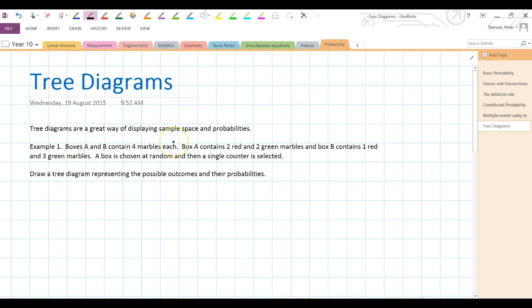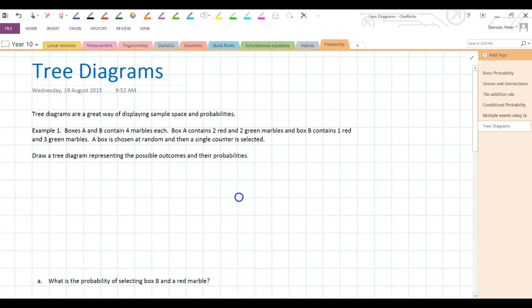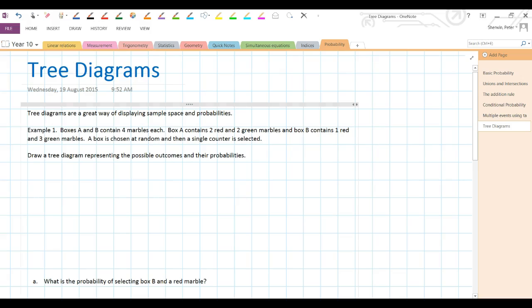Remember what sample space is: all the outcomes, all the possibilities, and the probabilities of each of the branches in the case of a tree diagram. So let's have a look at this example. Example 1, boxes A and B contain 4 marbles each. Box A contains 2 red and 2 green, and box B contains 1 red and 3 green. A box is chosen at random, and then a single counter or marble is selected. Draw a tree diagram representing the possible outcomes and their probabilities.